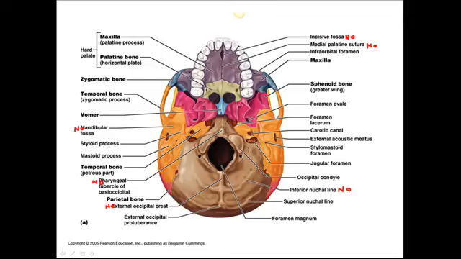Here's the jugular foramen. This is for the jugular veins. Here's the carotid canal for the carotid arteries. This is the stylomastoid foramen. It's easy to find because it's between the styloid right here and the mastoid. So that one's easy to find. The foramen ovale we already talked about right here.